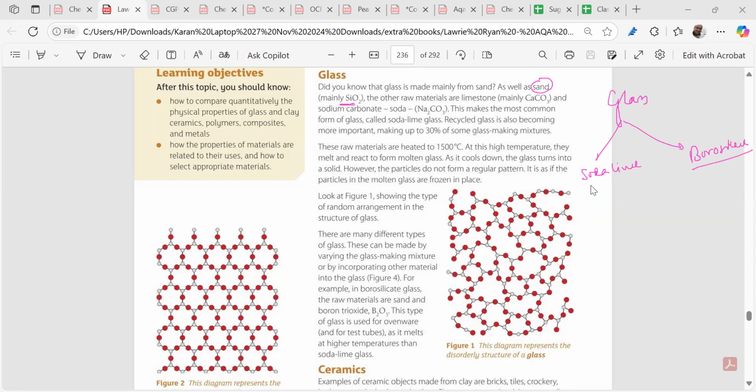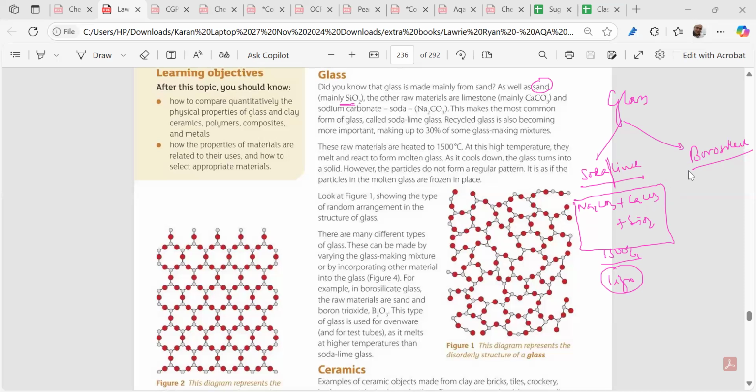Now, as the name suggests, soda lime. What do we take? We take soda, that is sodium carbonate, and we take lime, that is calcium carbonate, and we take SiO2. We heat these three components at around 15 degrees centigrade. All the components convert to a liquid state, then we cool it down.